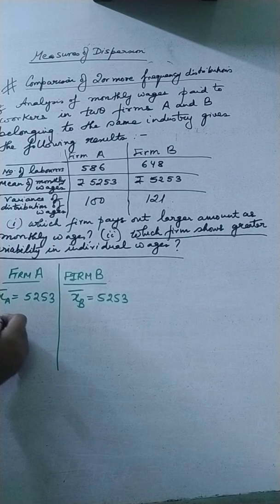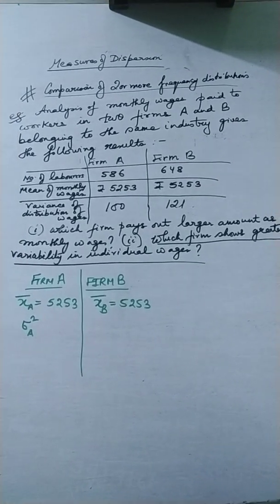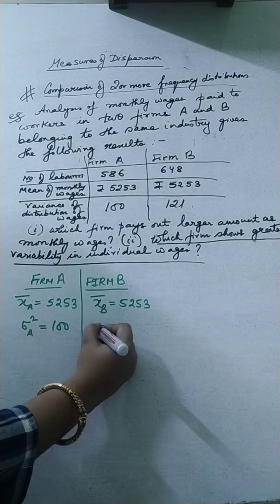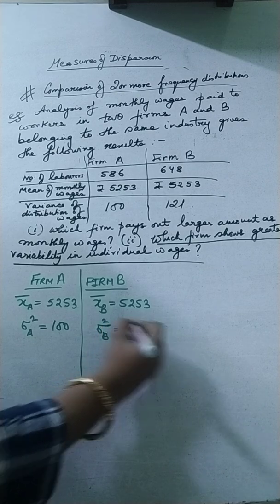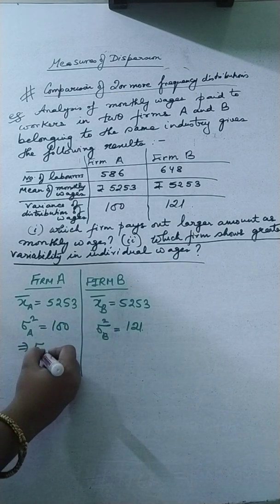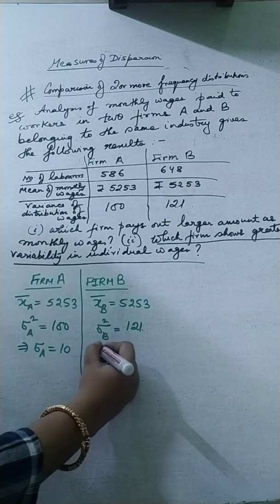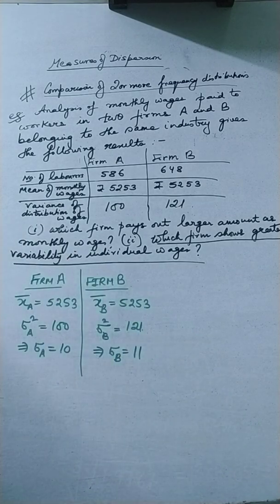Variance, that means sigma square. We write it as sigma suffix A square, showing that it is variance of the firm A. So sigma A square is how much according to the table? It is 100. And here sigma square for the firm B is 121. This in turn means that sigma A will be square root of 100, so it's 10, and sigma B is square root of 121, that is 11. So let us calculate the CVs now.